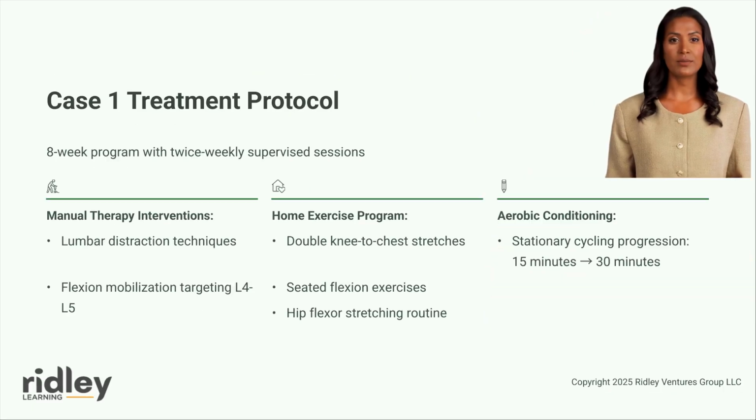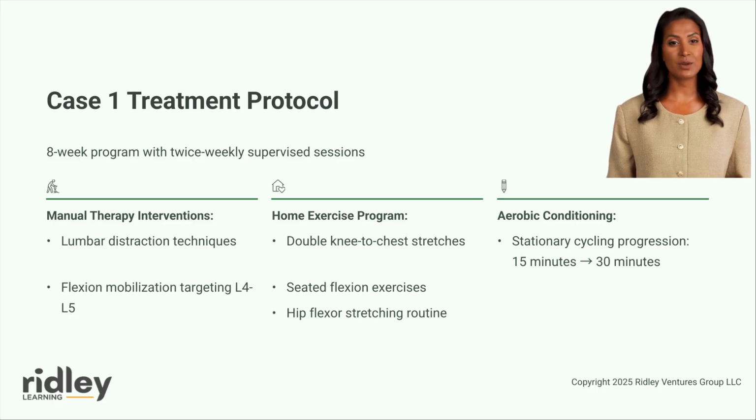Her treatment program consists of twice-weekly supervised sessions over 8 weeks incorporating manual therapy, flexion-based exercises, trunk stabilization, and aerobic conditioning. Manual therapy includes lumbar distraction mobilization and flexion-based joint mobilization at L4-L5, performed for 5 to 8 repetitions each session. Her home exercise program emphasizes double knee-to-chest exercises with 20-second holds performed twice daily, seated lumbar flexion stretches, hip flexor stretching in the Thomas test position, and posterior pelvic tilt training.